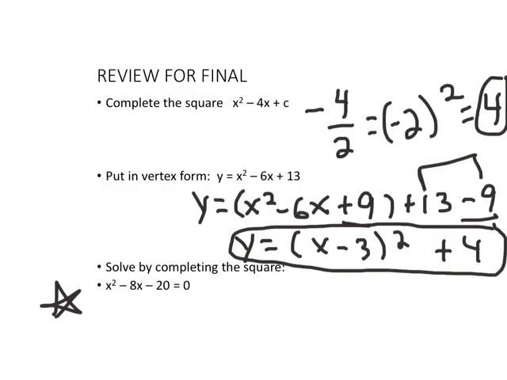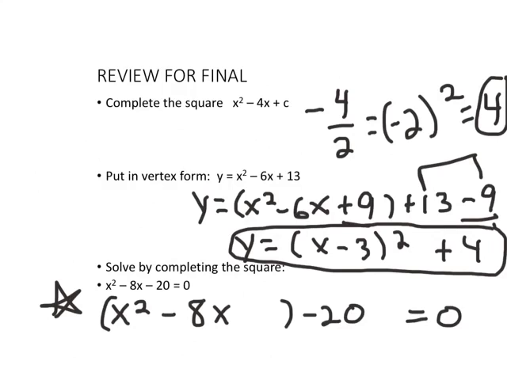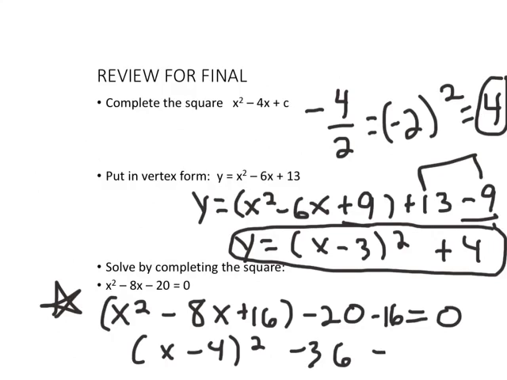All right, the next problem here is solving by completing the square. To solve by completing the square, you go ahead and you group the first two terms together, and you complete the square. So I add in, subtract out. Here I'm going to add in a positive 16, and I'm going to subtract out a negative 16. So if I factor that correctly, it's going to be x minus 4 squared minus 36 is equal to 0.